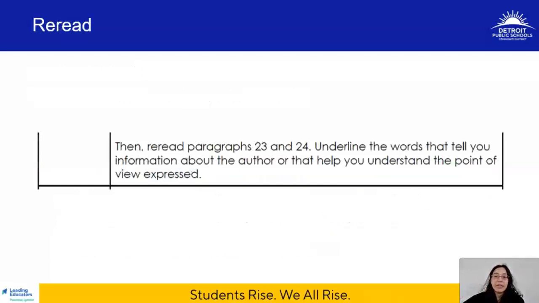Next, I'd like you to reread paragraphs 23 and 24 and underline the words that tell you information about the author or that help you understand the point of view expressed. So you're underlining for information that you learn about the author or anything that helps you understand her point of view. So pause the video again and make those marks now.